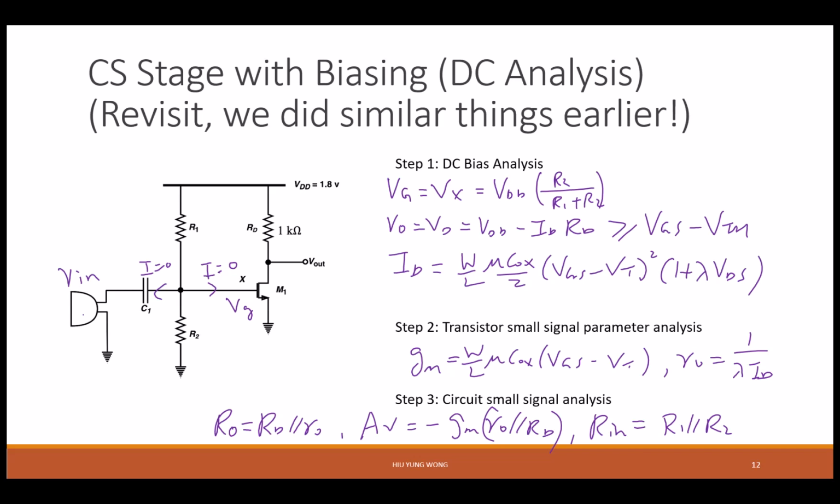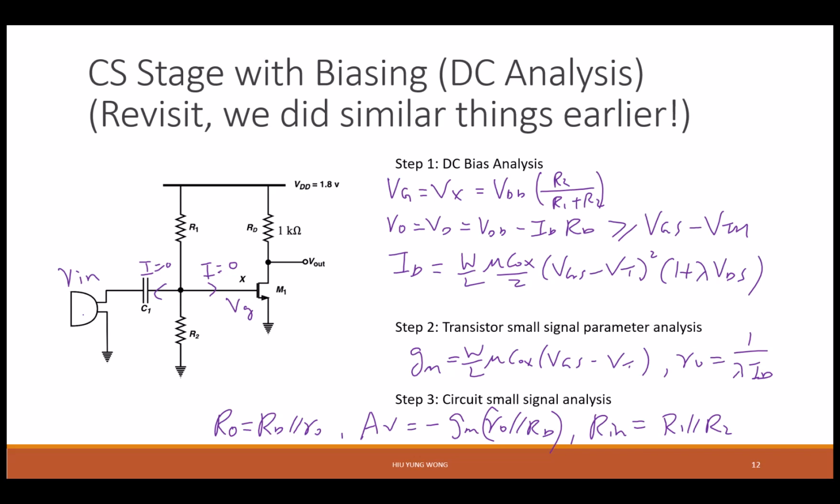First of all, I need to analyze it. For example, I can find out what is VG. VG is equal to VDD times R2 divided by R1 plus R2. This is just the potential divider, right? And some of you might feel, why is it so simple? That is because the current is 0 here. The DC current is 0 here, right? So basically, you only have this column. That's how we bias it.